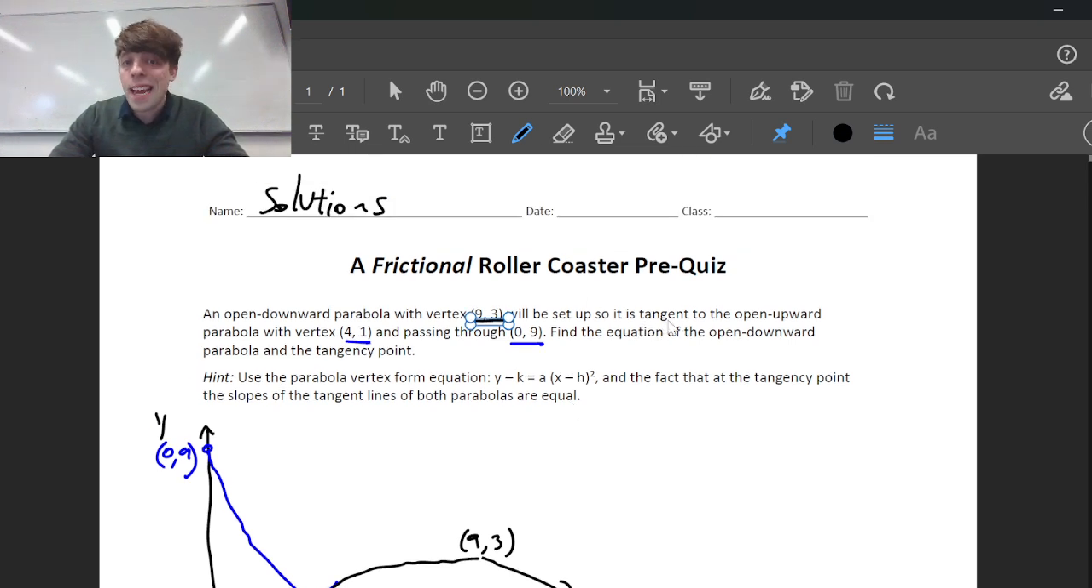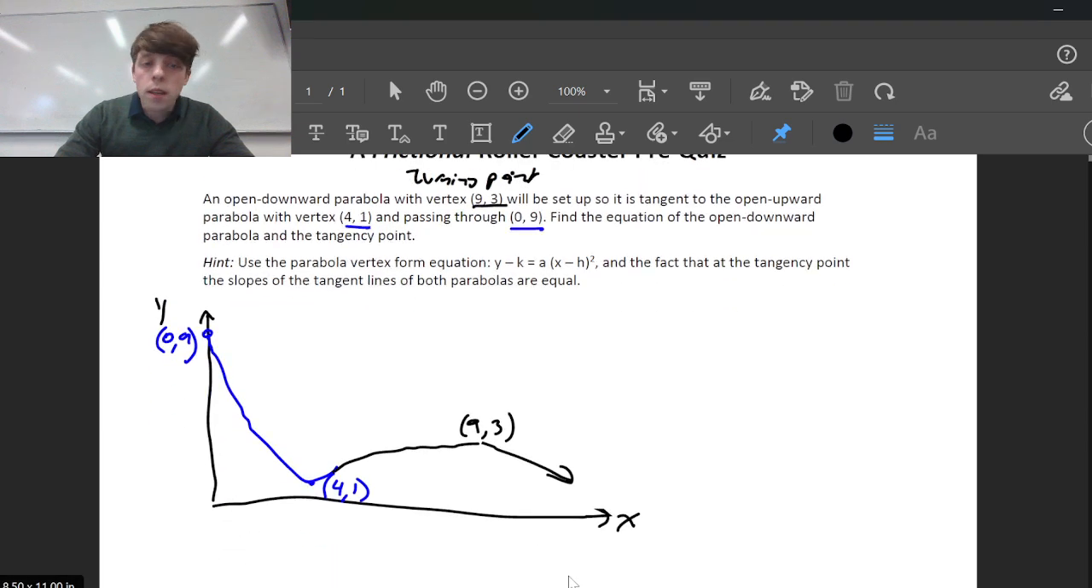It's set up so it's tangent to, which means smooth and continuous with, an open upward parabola with a vertex or turning point. So vertex is the same thing as turning point. Let's just write that here. That's a turning point, it's usually what we've called it. So it's got a turning point at 4, 1 and passes through the point 0, 9.